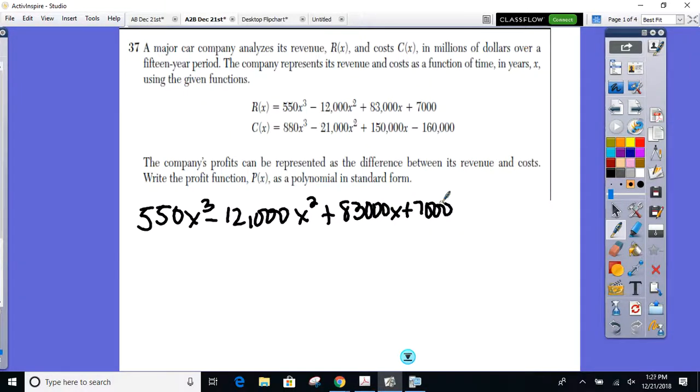Now here's where I'm a little worried. You guys are just going to put minus and rewrite that. Go ahead, say it again. You got to distribute that negative. You're subtracting this whole thing. So ready? Minus 880x cubed. Now what happens?